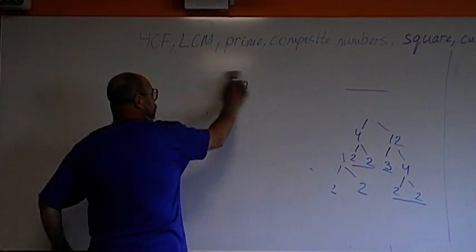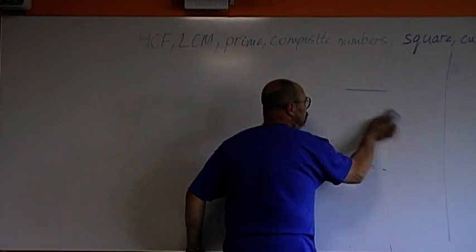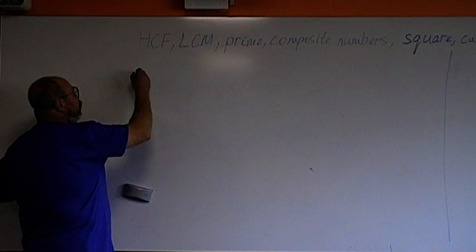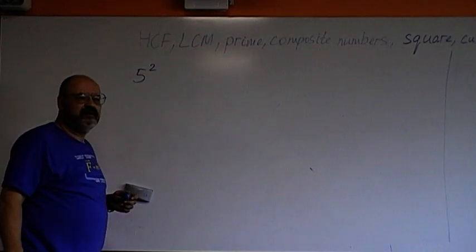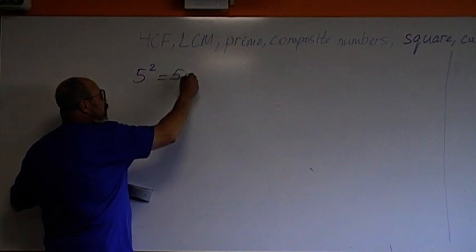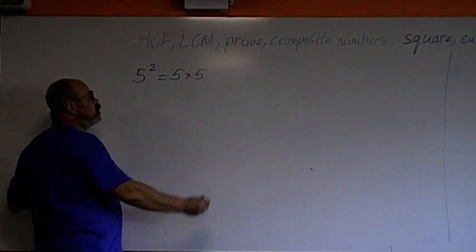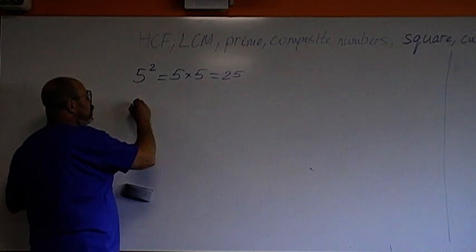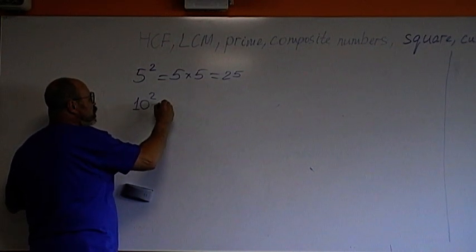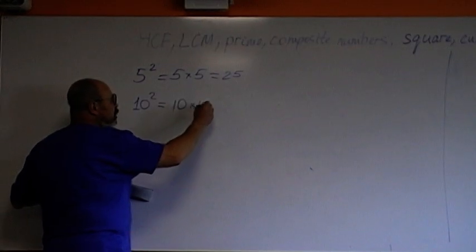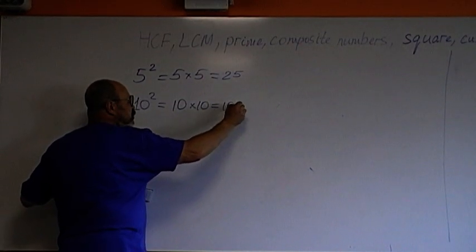Now, square. If I write 5 squared, what does it mean? 5 times 5, which equals 25. If I write 10 squared, what does it mean? 10 times 10 equals 100.